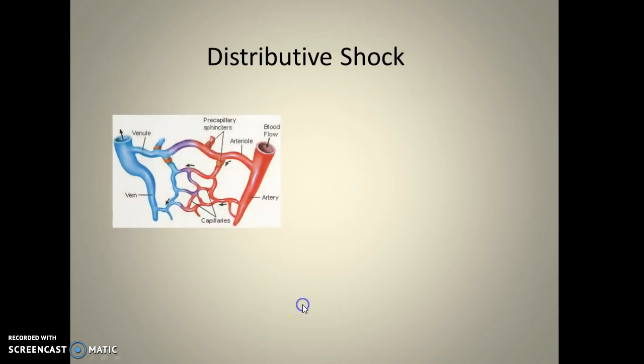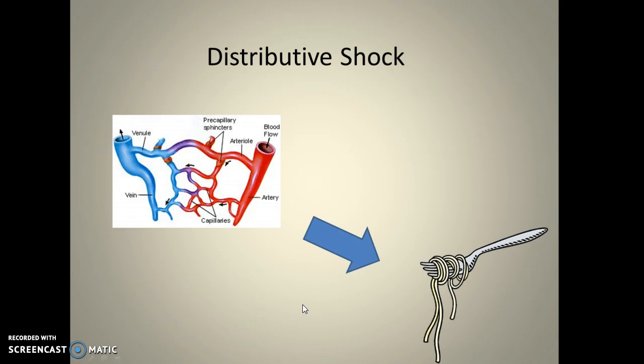Next, we have distributive shock. Distributive shock, I tried making this as easy as I could. What distributive shock is, it's an excessive vasodilation and impairment of the distribution of blood flow.